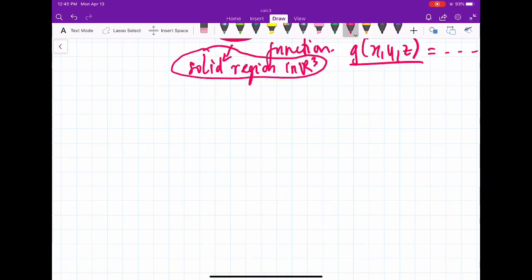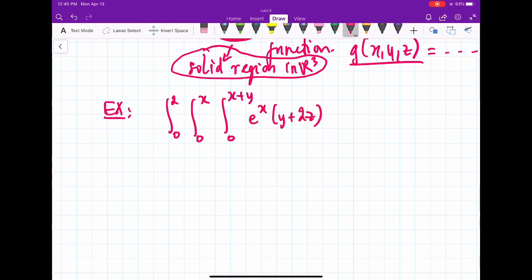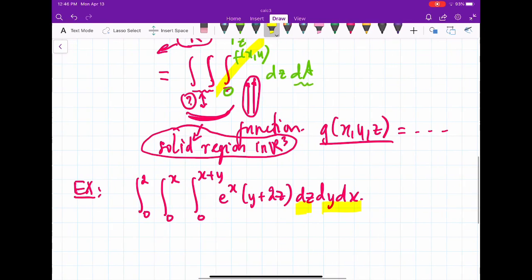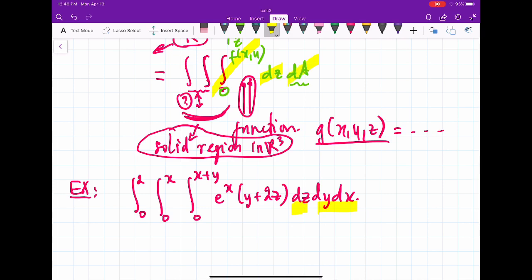The first example: we want to evaluate the following integral from 0 to 2, from 0 to x, and here 0 to x plus y, of e to the x plus y plus 2z, dz, dy, dx. Look at this. dz, right? And then dy, dx. I write here dz, dA, right? And dA in this example is written in the order dy, dx.